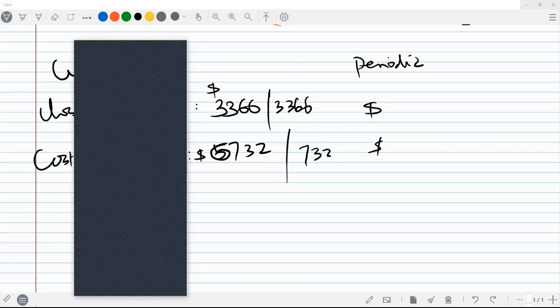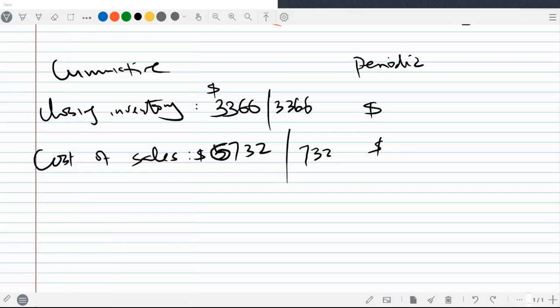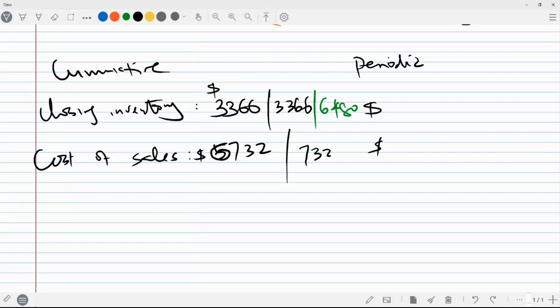For the CWA, cumulative weighted average method, the value of the closing inventory is 6,480. And the cost of sales is 3366. That's the cost of sales.